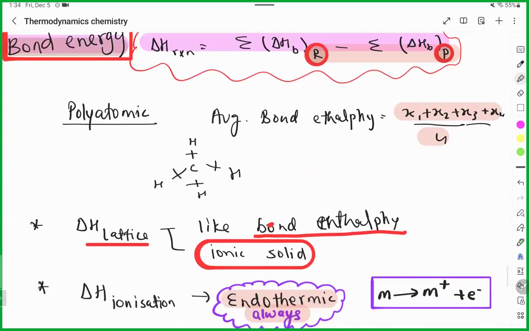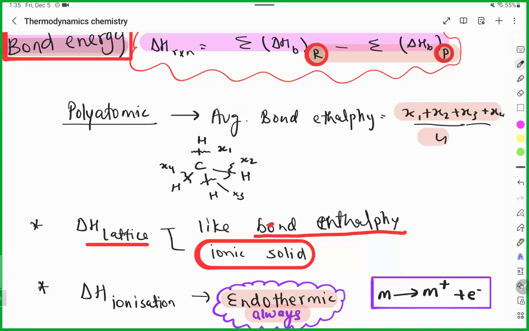If you see the polyatomic condition, guys, what is the average value? Average value means take all the values and divide by the number. For example, you have a methane molecule: this is carbon, with hydrogen, hydrogen, hydrogen, hydrogen. When you break this, you will break four bonds. You need some energy to break this, X1. Need some energy to break this, X2. X3. X4.